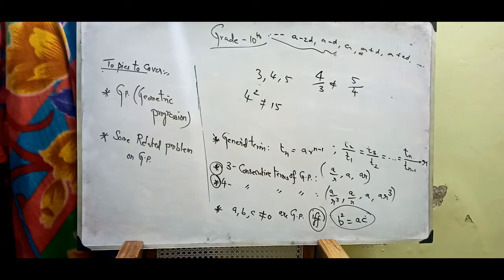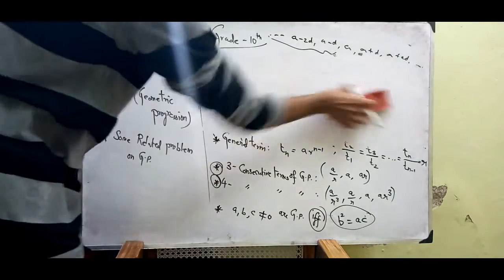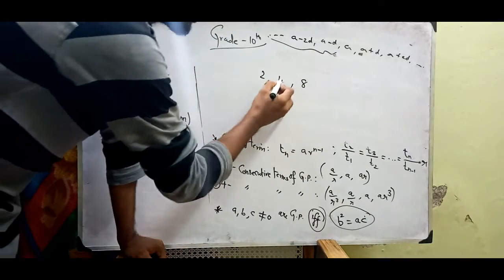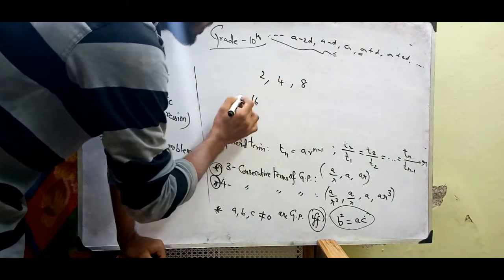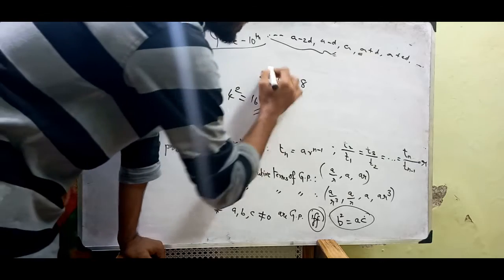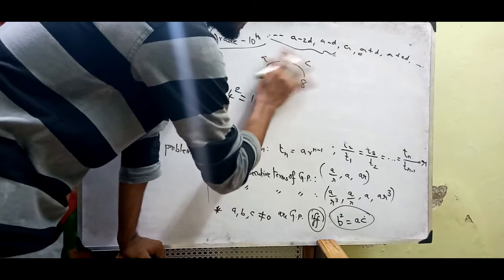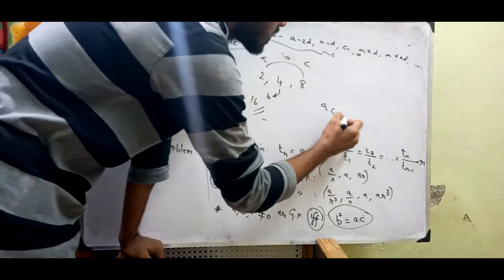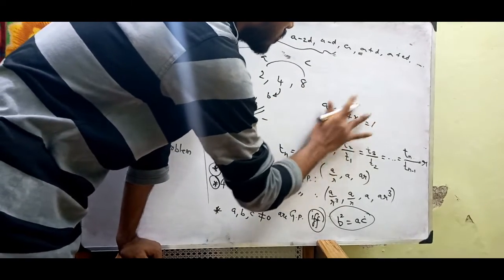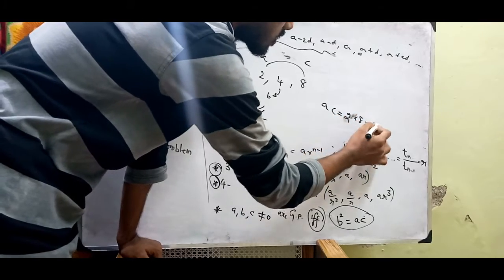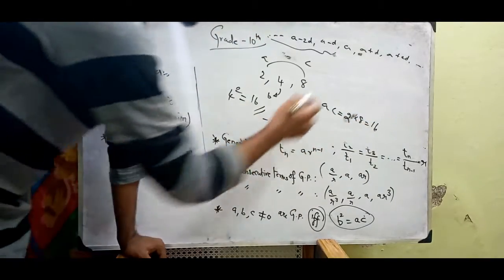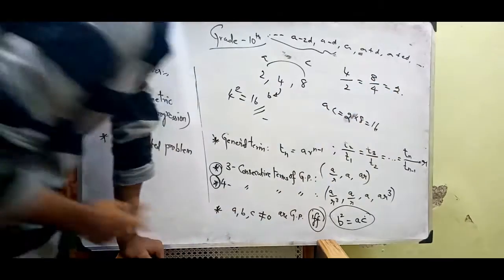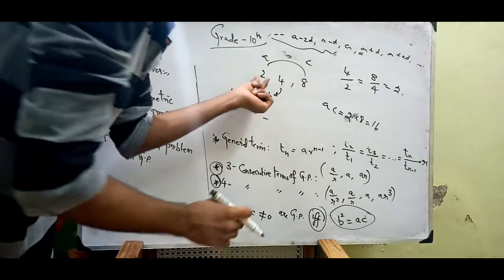We need some common numbers. Okay, what about this number: 2, 4, and 8? See, 4 square is 16 here, and these are A, B, and C. So this is B. That means B square is 16, and AC is equal to 2 times 8, which is 16. 16 equals 16 here, because 4 divided by 2 and 8 divided by 4 are the same, 2. We got the same R.